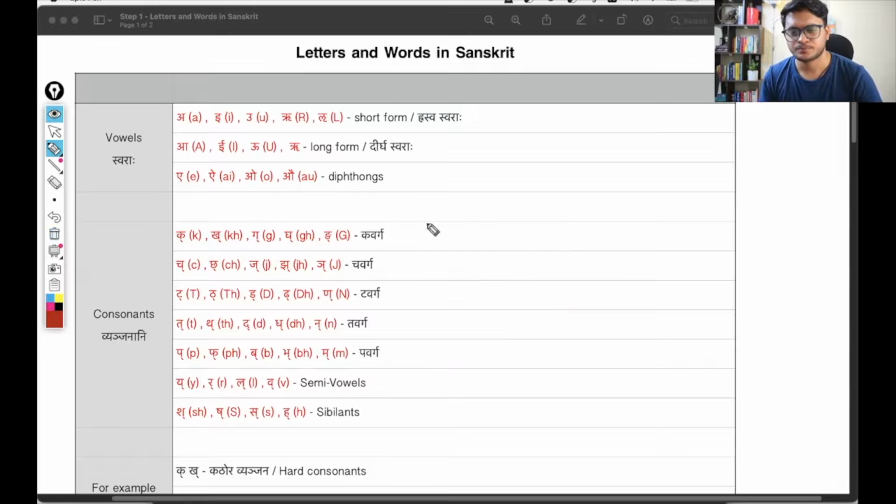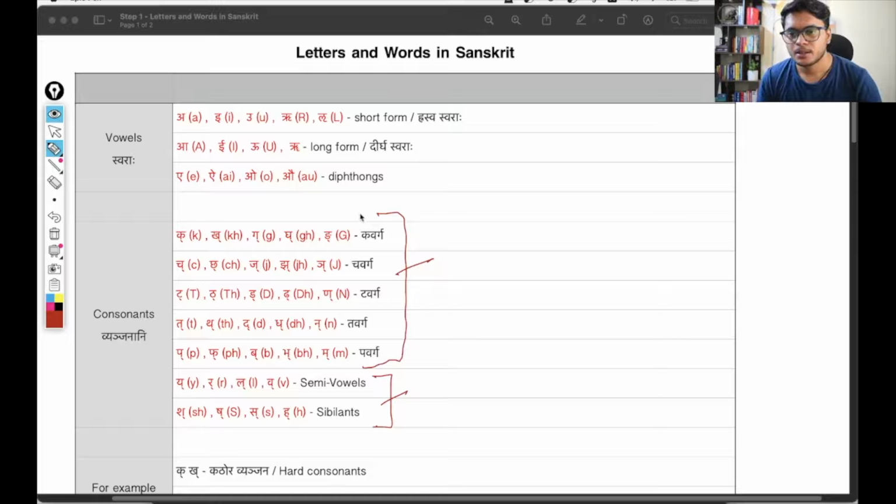But anyway, the only important takeaway is that these five groups are called vargiya vyanjan or grouped consonants, and the rest of them are called avargiya vyanjan or ungrouped consonants. Okay, and this covers our entire consonant set.